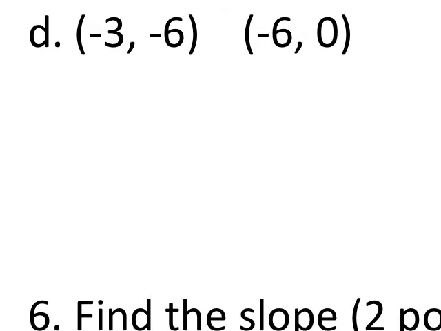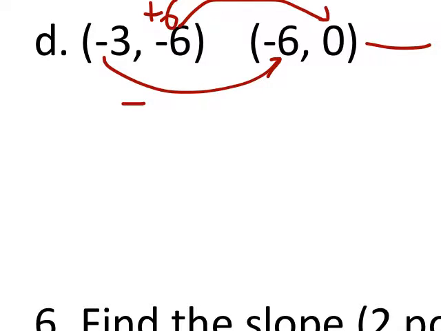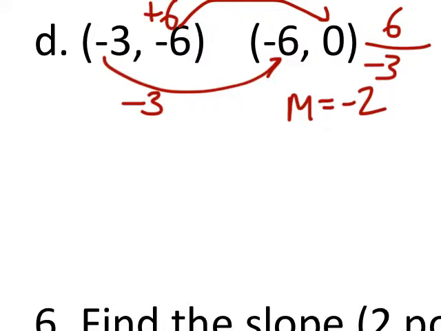Alright, let's jump to D. So again, I'm going to find my slope on this. As a fraction from -6 to 0, this is going to increase by 6. From -3 to -6, this is going to decrease by 3. So I have 6 over -3, which tells me my slope is -2. So just real quick, once again, this is a -2 because of the -3. This 3 is negative because it went from -3 to a smaller number, or lower number, -6.